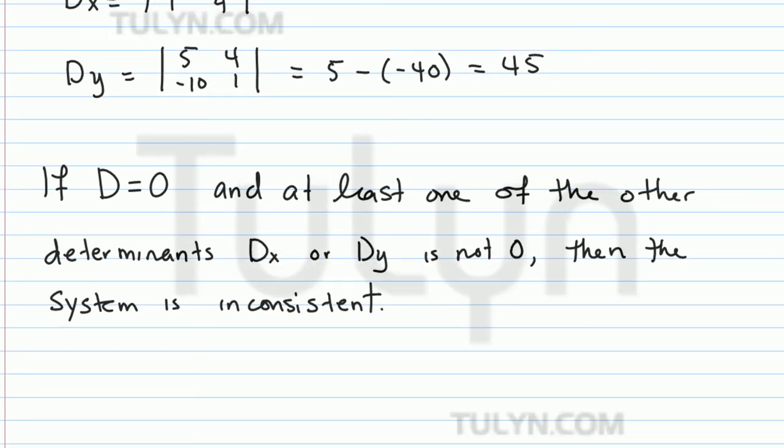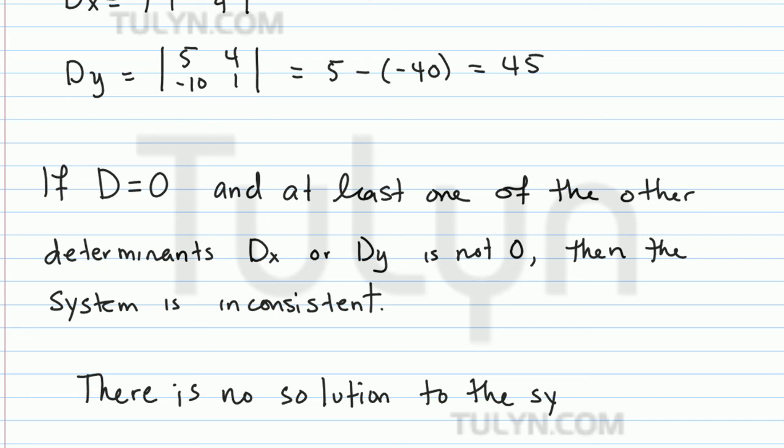And remember, in an inconsistent system, the lines don't cross, so there's no place where they two meet. So we say that there is no solution to the system, as that is the result of being an inconsistent system. There's no solution to the system. So there we go.